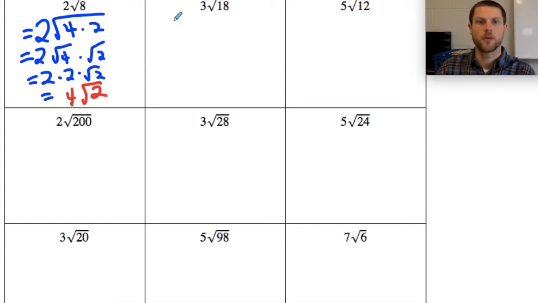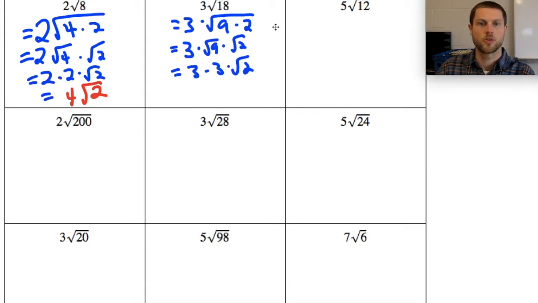For the second example, this is going to equal 3 times the square root of 9 times 2, which is equal to 3 times the square root of 9 times the square root of 2, which is going to equal 3 times 3 times the square root of 2, with the final answer of 9 times the square root of 2.